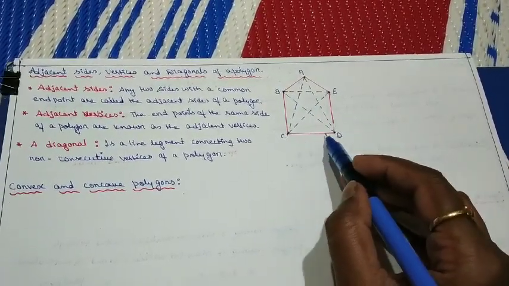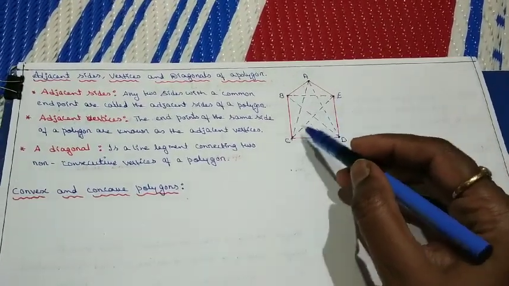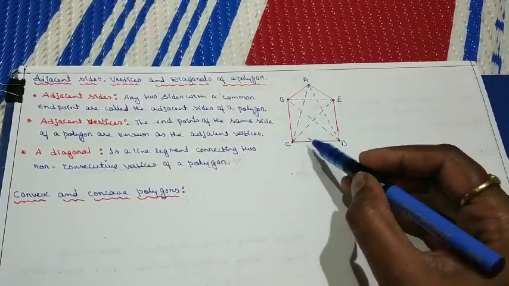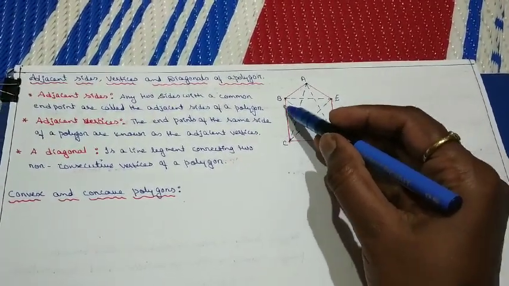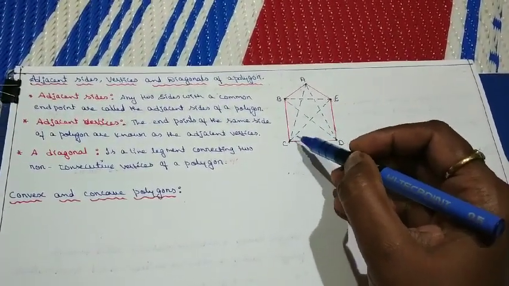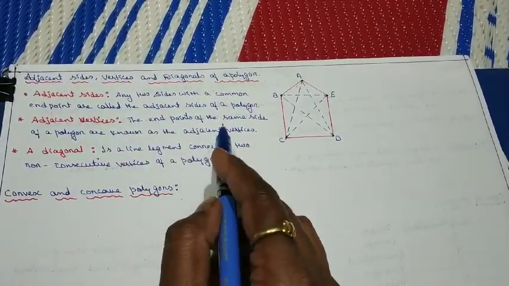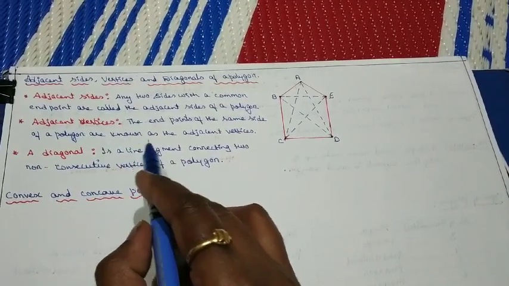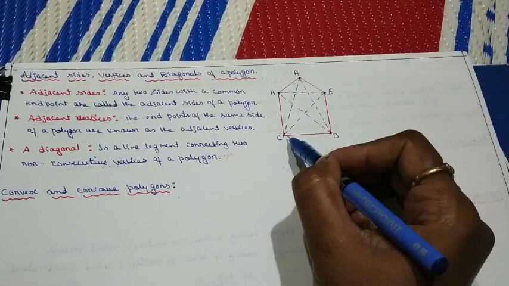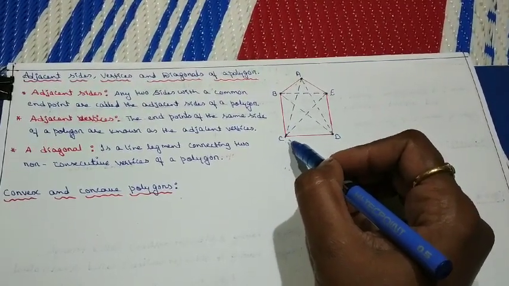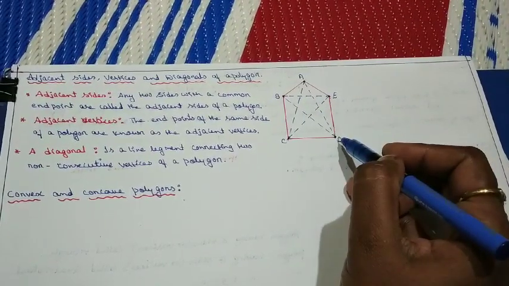If I go with CD, then for CD the adjacent side will be either DE or CB. If it is DE, then D will be the common vertex. If it is CB, then C will be the common vertex. Then adjacent vertices. The end points of the same side of a polygon are called the adjacent vertices. Means if I take vertex C, then for the vertex C the adjacent vertices will be either B or D.